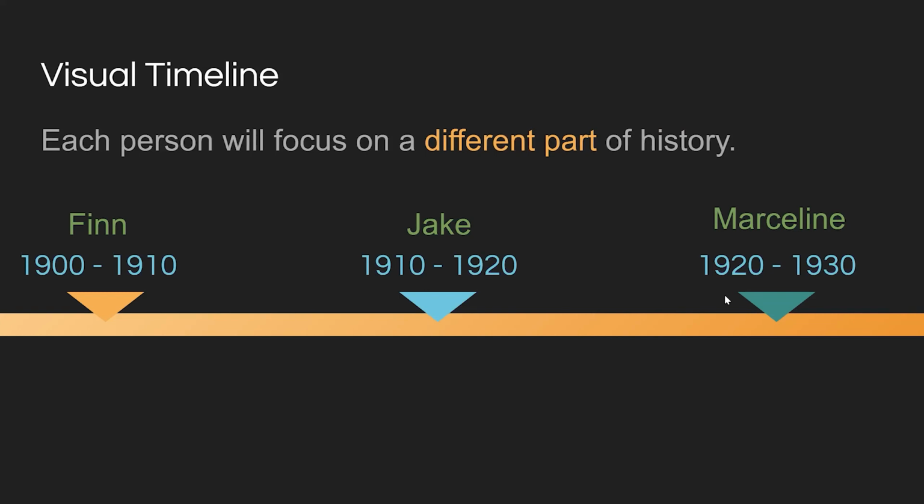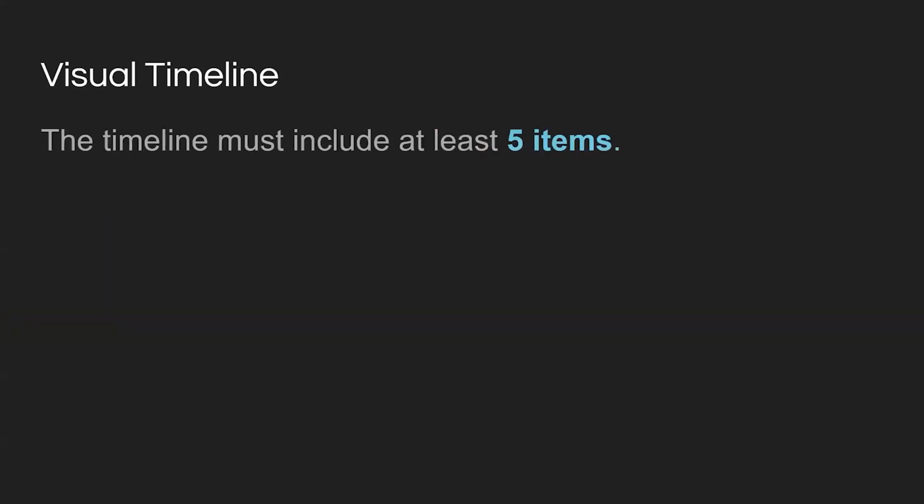So there's no overlap between the group members in terms of their part of the timeline. Each person has a distinct 10 years that they can have a look at. You can, of course, divide up the amount of time you look at differently in your group. This is purely just an example. The thing I'd like you to take away is that each person looks at a different part and there's no overlap between those parts.